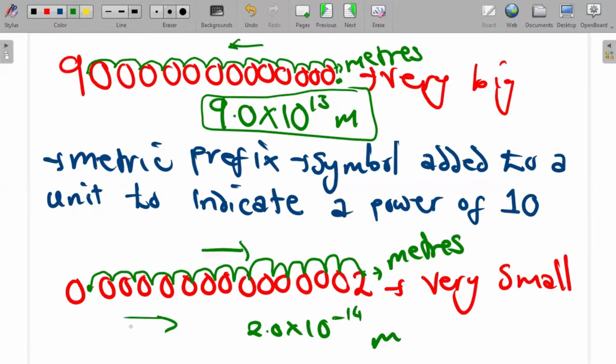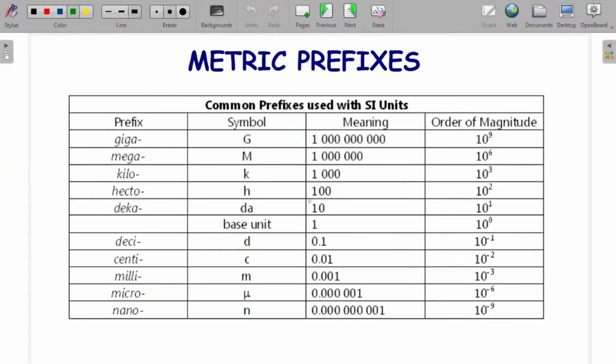So there are some standard metric prefixes. I've included a table here, some common prefixes that are used with SI units. We have the base unit here. It can be a meter, it can be a second, it can be Kelvin. And some prefixes that are going to be indicated. So if we have a giga indicated in front of a base unit, that means you have times 10 to the power 9. If you have a mega, that means you're talking about it times 10 to the power 6. If you have a kilo, that means you're talking about it times 10 to the power 3.